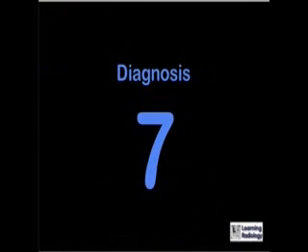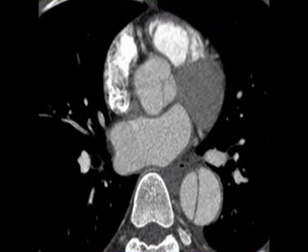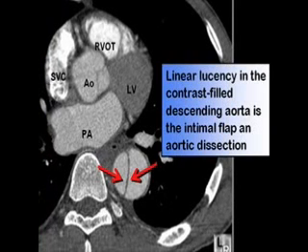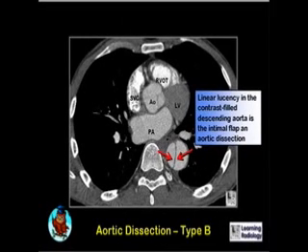Why does this 63-year-old man have chest pain? This is a single image from a contrast-enhanced CT scan of the chest. This image is labeled, and if you look carefully, you can see that there is a thin lucency in the contrast-filled descending aorta, which represents the intimal flap of an aortic dissection. This is a type B dissection.